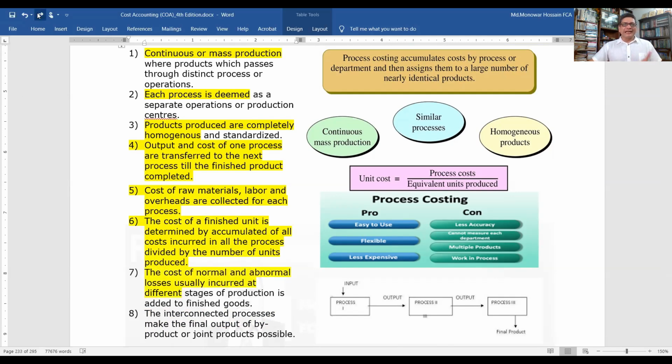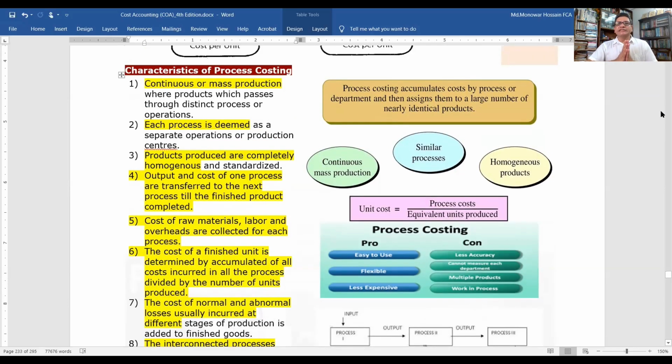The cost of normal and abnormal losses is usually incurred at different stages of production, and the interconnected processes make the final output, by-product, or joint product possible. So process costing accumulates costs by department and assigns them to a large number of nearly identical products. Continuous mass production, similar process, and homogeneous product is process costing.